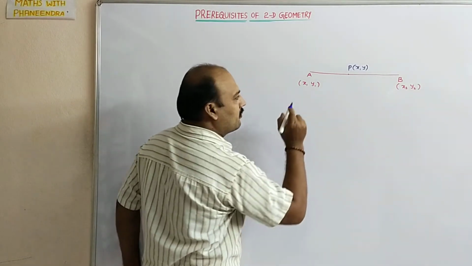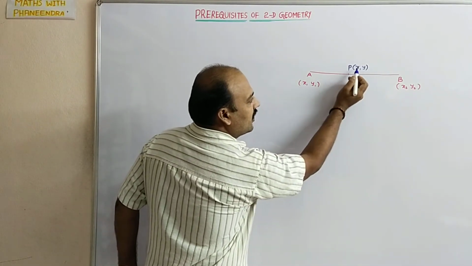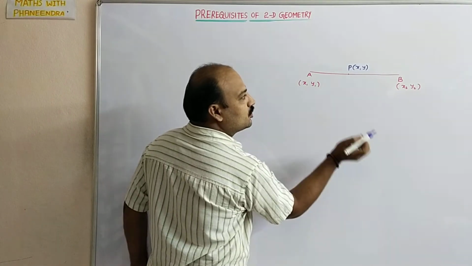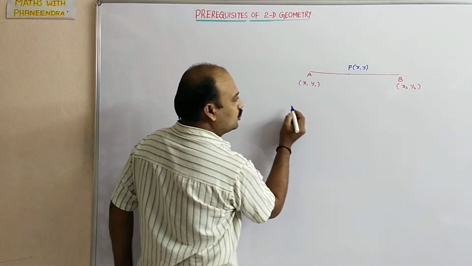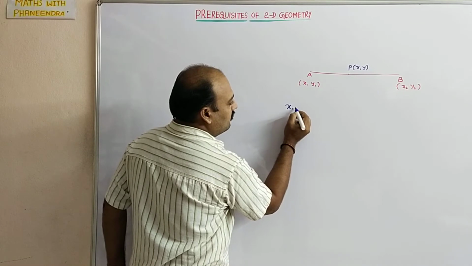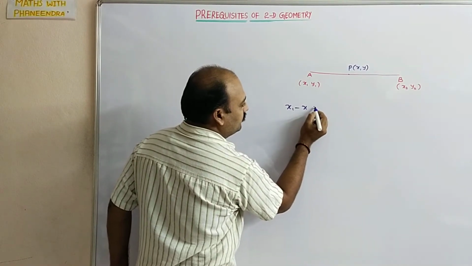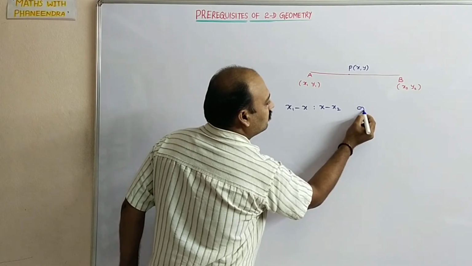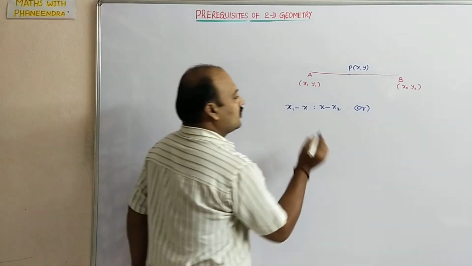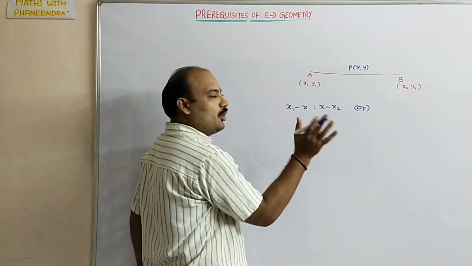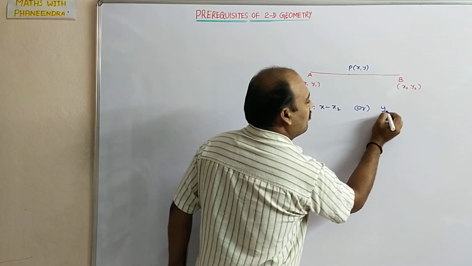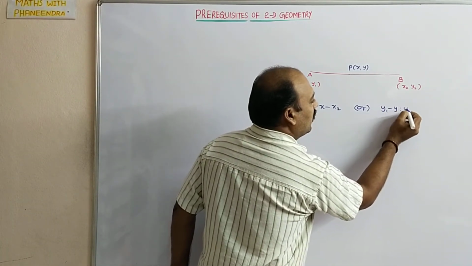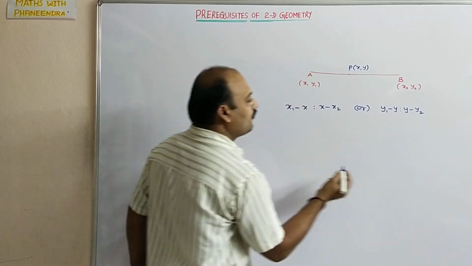see, easy to remember, x1 minus x is to x minus x2, or wherever x is there, y you have to replace: y1 minus y is to y minus y2.